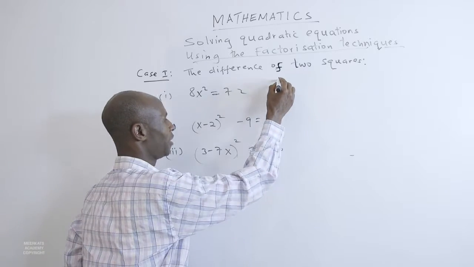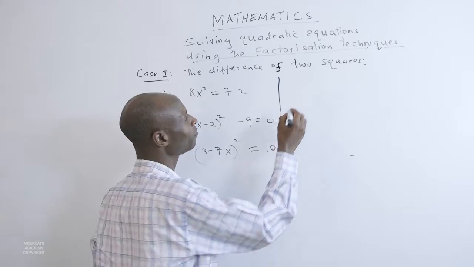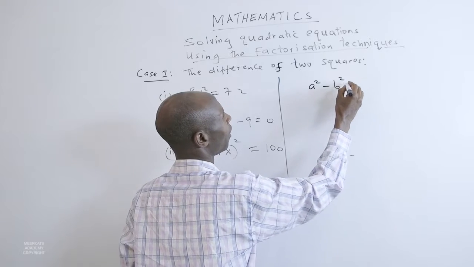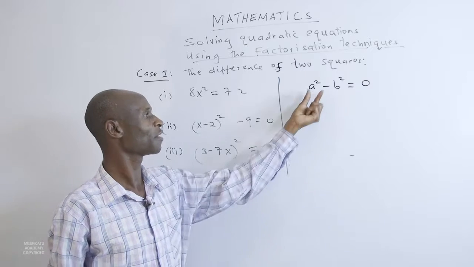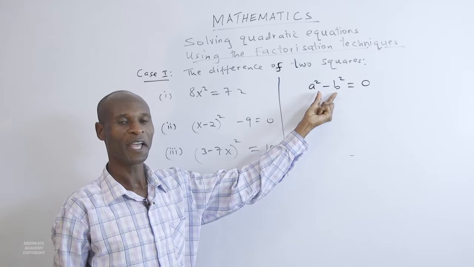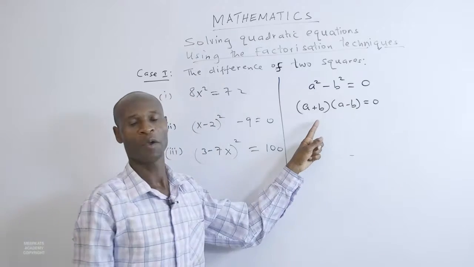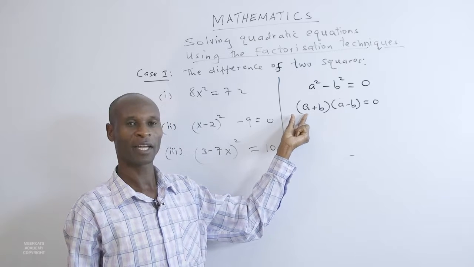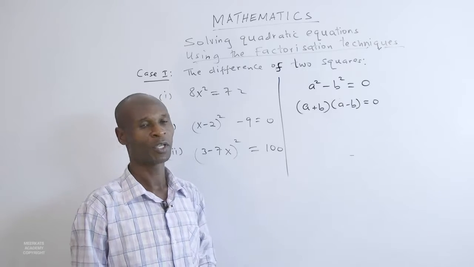Remember, in our previous lesson, I did mention a difference of two squares in the form a squared minus b squared is equal to 0. So this is referred to as a difference of two squares. When we have such a situation, the factors become a plus b, a minus b, that is the product of open bracket a plus b close, then open bracket a minus b close is equal to 0.